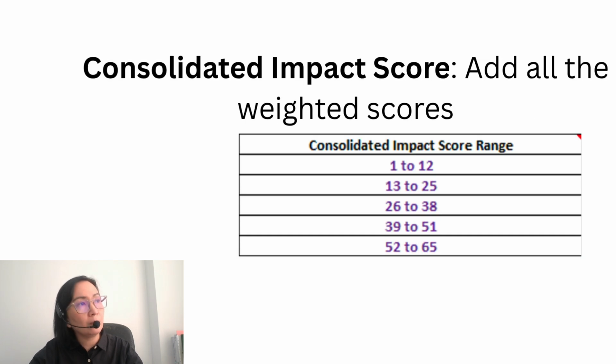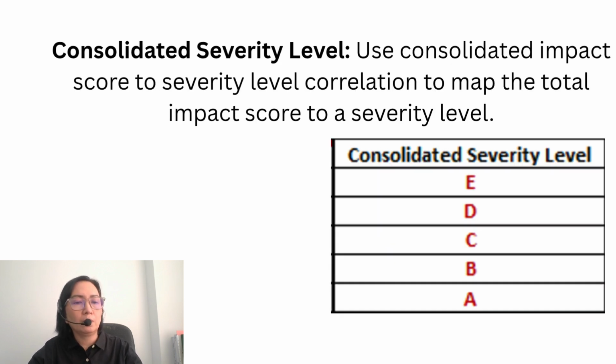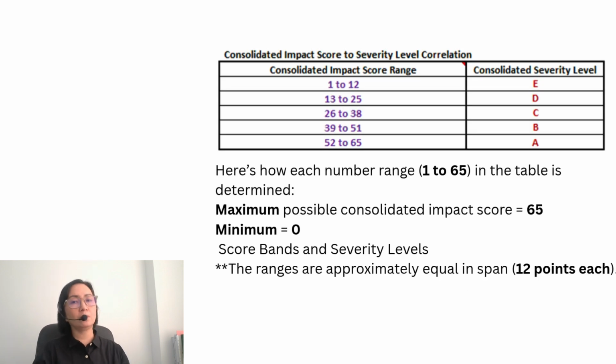To get the consolidated impact score, add all the weighted scores, and for consolidated severity level, use consolidated impact score to severity level correlation to map the total impact score to a severity level. Here is the explanation of the next table, consolidated impact score to severity level correlation. The table shows how a numerical score derived from evaluating multiple impact areas translates into a severity level, A to E.